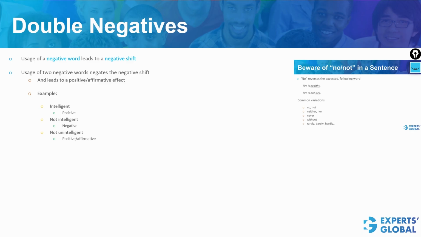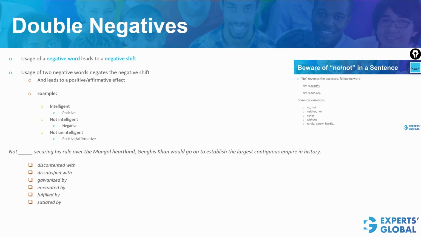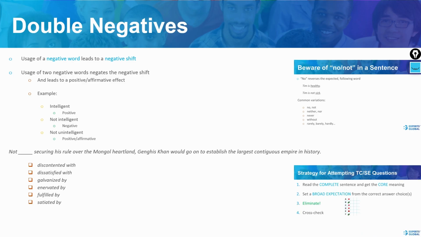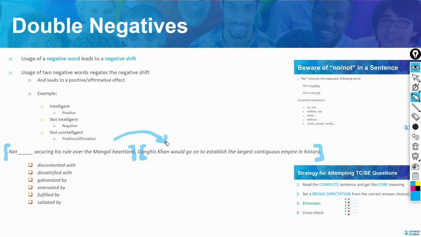Let's take one example. Here is a question. Here is the correct 4-step approach. Please pause the video and solve this. This sentence reflects a cause-effect relationship. The first half of the sentence represents the cause and the second half represents the effect. So because of this cause, this effect happens.